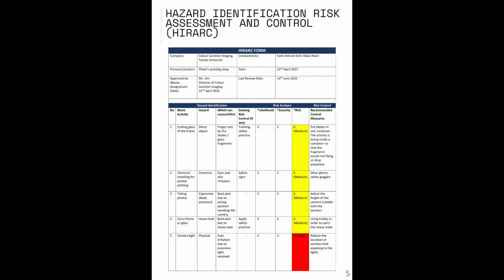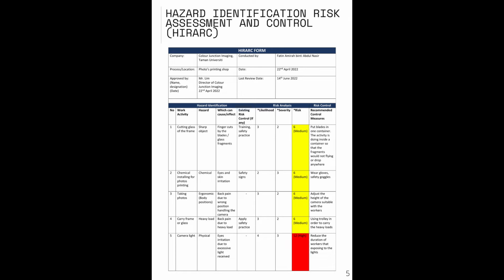So this is the HIRAC assessment that we did at the Color Junction Imaging, Taman University, which is the Photoshop, on 22nd April 2022. So for the first activity, cutting glass off the frame, the hazard is the sharp object which causes finger cuts by the blades or glass fragments. The existing control is training and safety practice. The risk is 6, which is medium. The recommended control measure is to put the blade in one container. The activity is done inside a container so that the fragments will not fly in or drop anywhere.